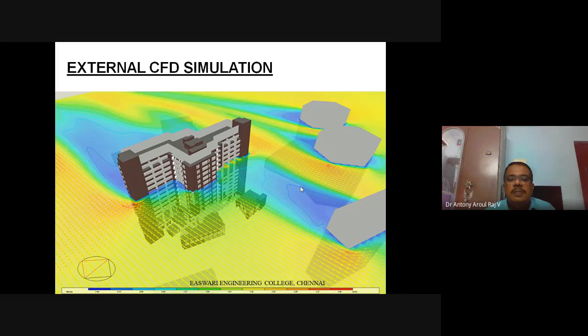So that can also be done. Similarly, when you are planning cities or any township, you can place the buildings nicely in a particular location so that the whole location will be well ventilated. That will be useful for planning the buildings in a town or in a village.